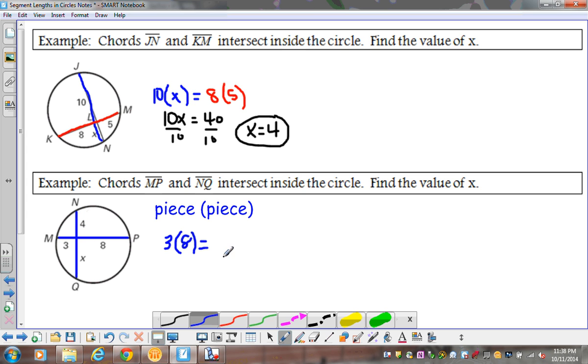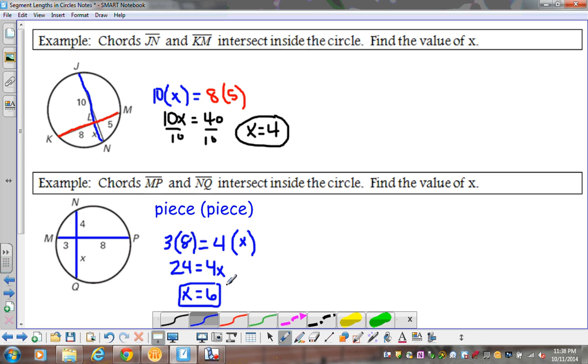All right, so which is going to be 4 times X. The two pieces multiply together. So 3 times 8 is 24. 4 times X is 4X. If I divide by 4 on both sides, 24 divided by 4 will be 6.